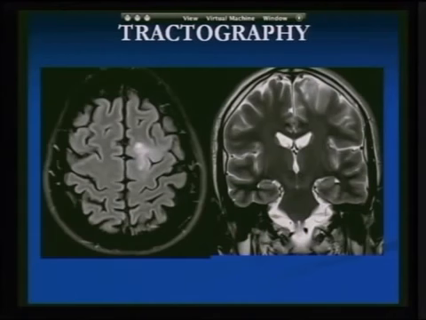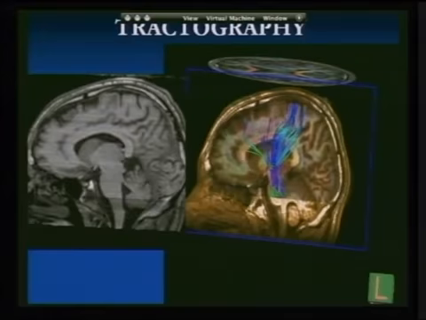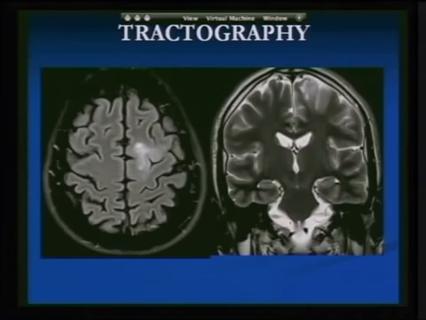Let us pass to the clinical applications of these tracts. This is a patient coming with a mass along the left precentral gyrus. And the surgeon wants to know whether the tracts are displaced anterior to the mass or posterior to the mass. The corticospinal tracts are here or here.